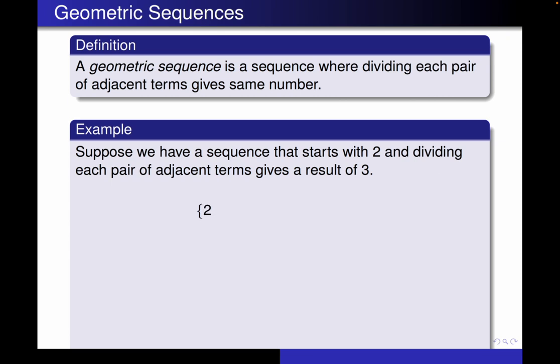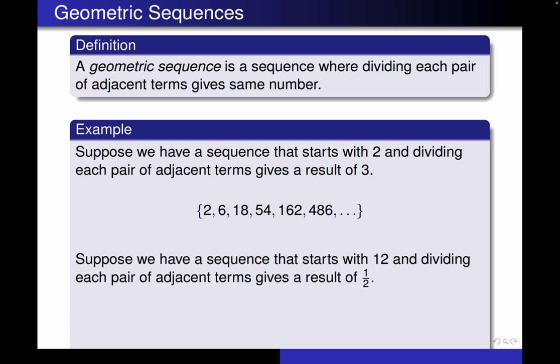So of course we're going to start with 2. Now we imagine what number do we divide by 2 to get a result of 3? Well, that's 6. 6 divided by 2 is 3. What do we divide by 6 to get an answer of 3? Well, 18 divided by 6 is 3. 54 divided by 18 is 3. And 162 divided by 54 is 3. So, etc.